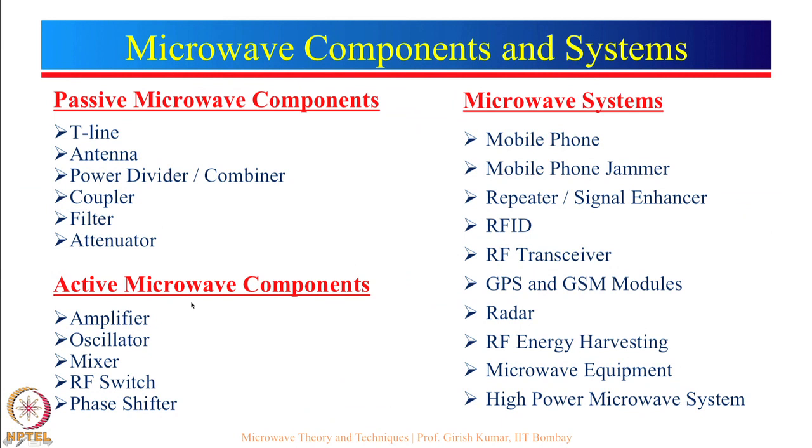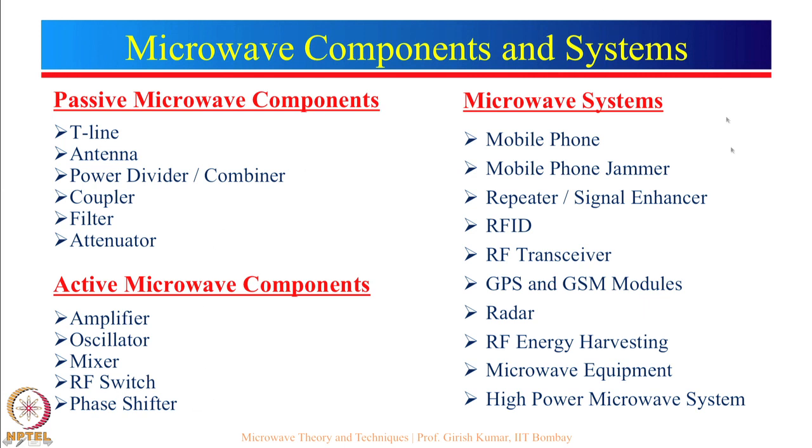So, let us just look at what are the various components. The various microwave components have been divided into two parts, passive and active microwave components. In the passive we have a transmission line, antennas, power divider combiners, couplers, filters, attenuators. Now, in active microwave components we have amplifiers, oscillators, mixers, switches, phase shifters and so on.